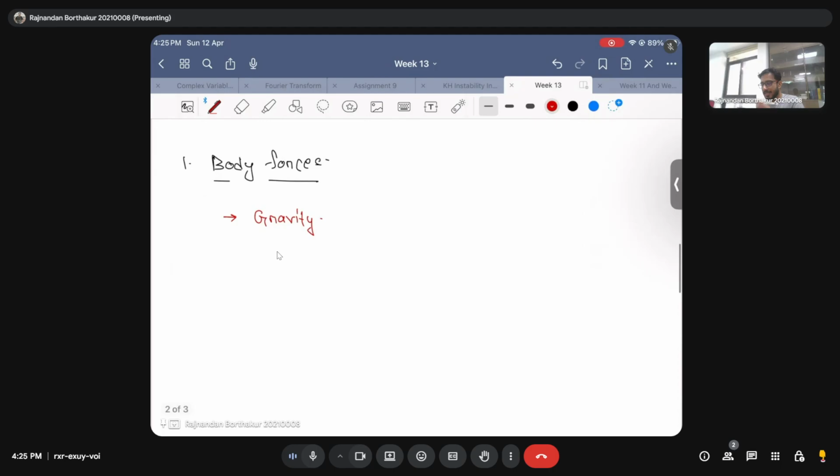Okay, so then we'll see how gravity can cause instability in a fluid system. One of the classical examples of gravity causing instabilities is a very famous instability problem known as the Rayleigh-Bénard convection. So I'll give you the physical picture of the Rayleigh-Bénard convection.